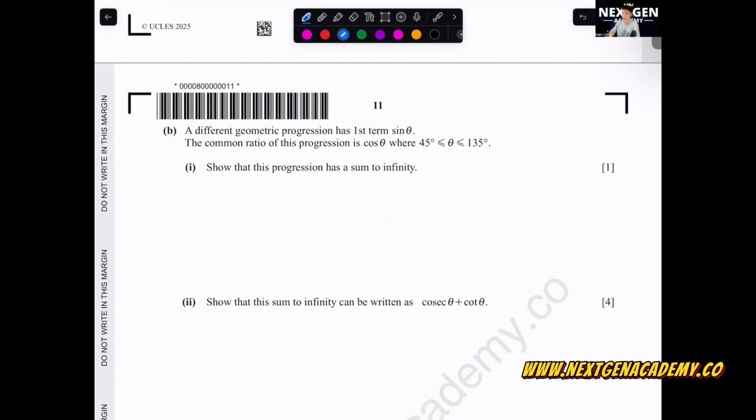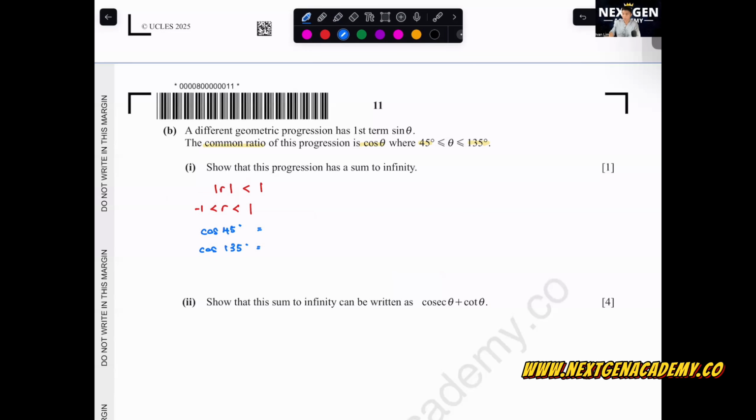What's the condition for a sum to infinity? We look at the formula. They wrote down this one: your R needs to be less than 1. So what we normally need to check is that R is in between -1 and 1. That means when you open up a modulus, this is the condition. So you need to check the R value. The common ratio is cos theta, where theta is from 45 to 135 degrees. So all we need to do is calculate cos 45 and cos 135, and make sure these values are in between -1 and 1.